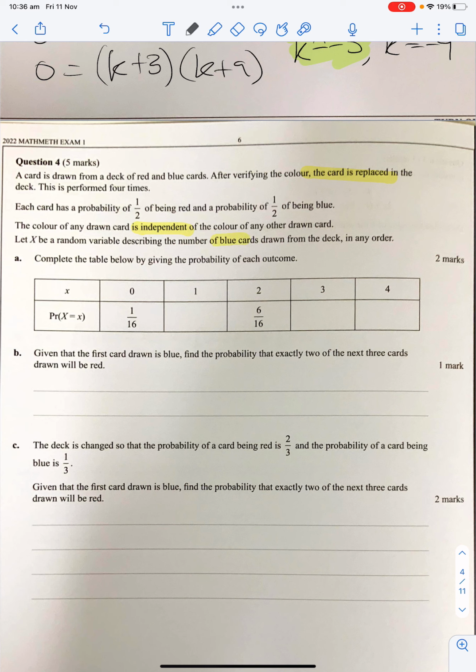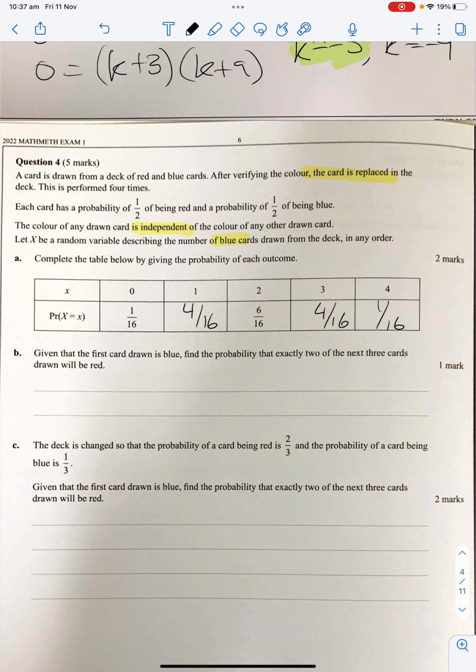Complete the table. So we can do the binomial formula to work out each of these X values, or we can use symmetry to see here that the probability of getting all blue is going to be the same as getting all red. So this one here is also 1 over 16. And we'll continue using symmetry. All of this has to add up to 1. So far I've used 8 on 16. So there is 8 on 16 left, 4 each. 4 on 16, 4 on 16.